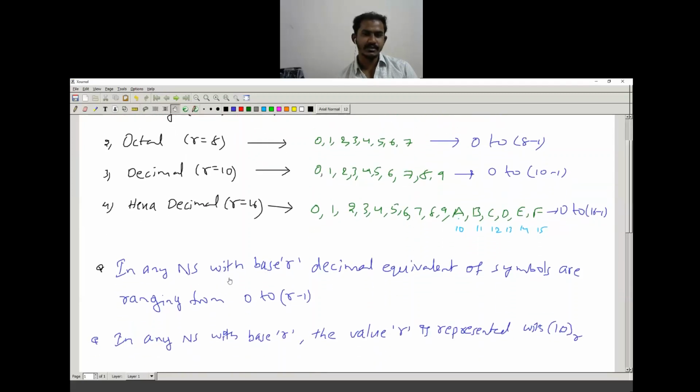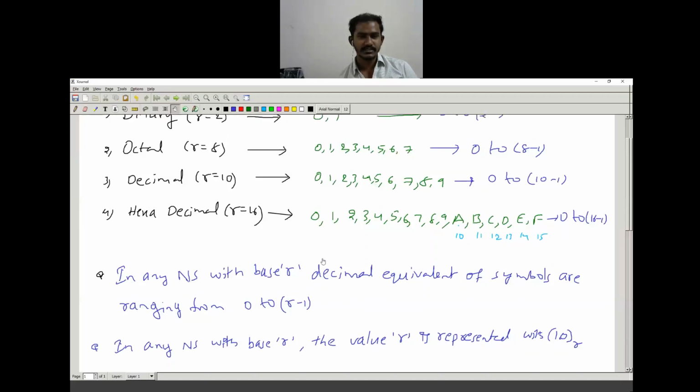in any number system with base r, the decimal equivalents of the symbols range from 0 to r minus 1. For example, if you have not one of these 4 standard number systems, but a number system with base 4, could anybody tell me what the range is in that base 4 number system? With base 4, what is the decimal equivalent range of the symbols? Range 0 to 3, right? That's nice, 0 to 3. So that is the general representation, 0 to r minus 1.